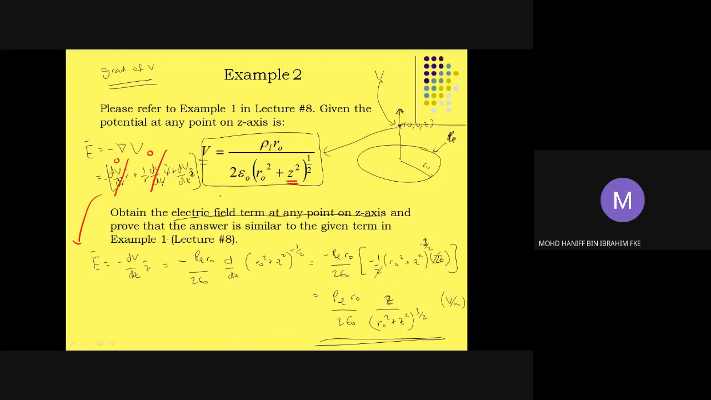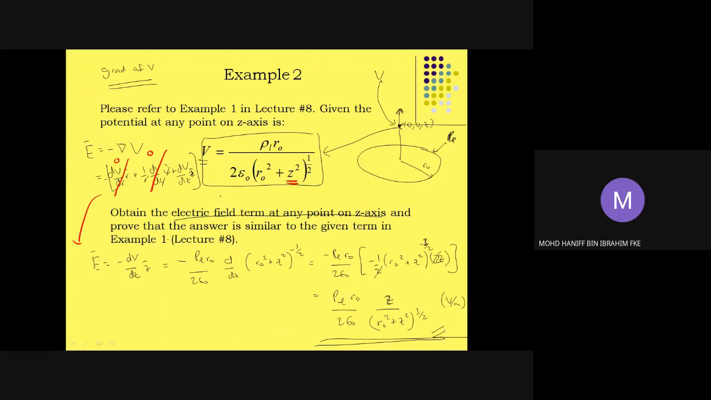Given here previously is the potential. By using the gradient method, in which we just differentiate with respect to Z, we get the E field at that position. If we refer to lecture 8, example 1, we get the same electric field terms given in that slide. So that should be your electric field intensity.